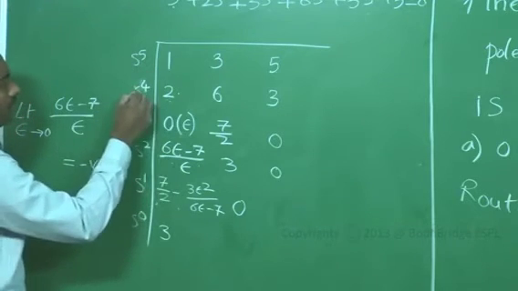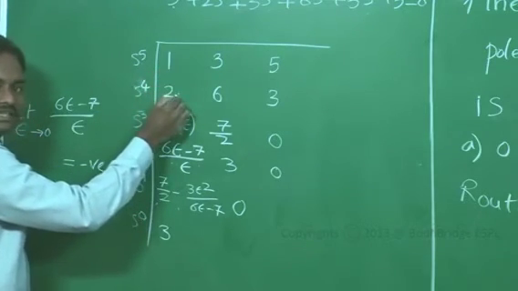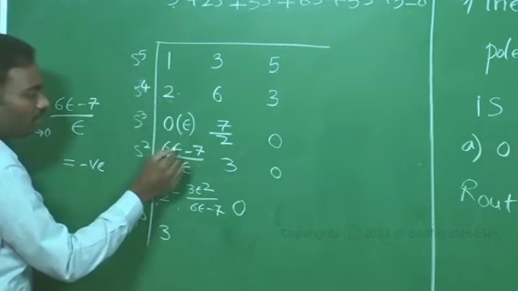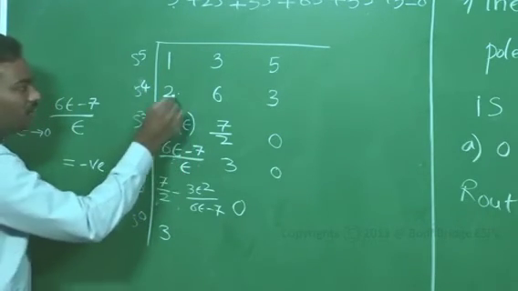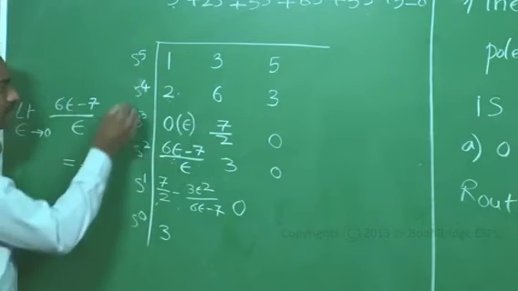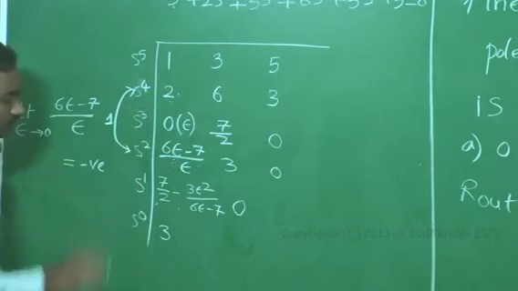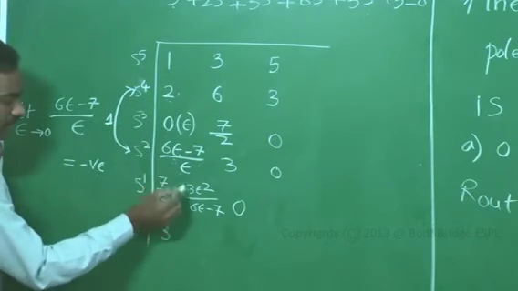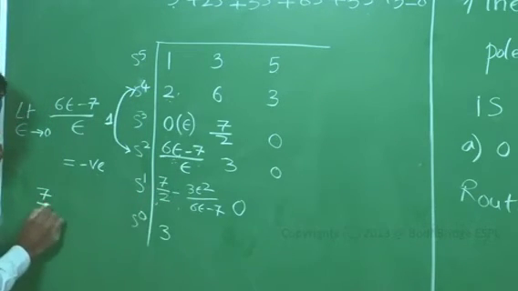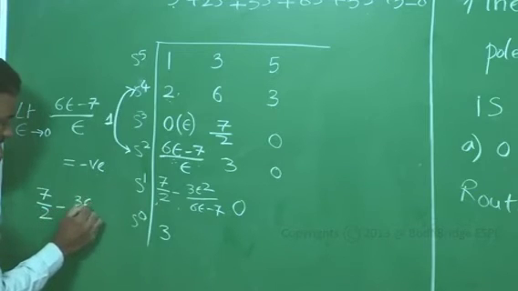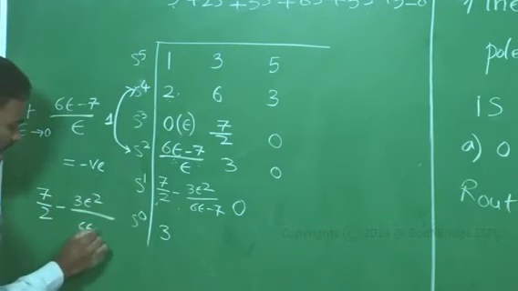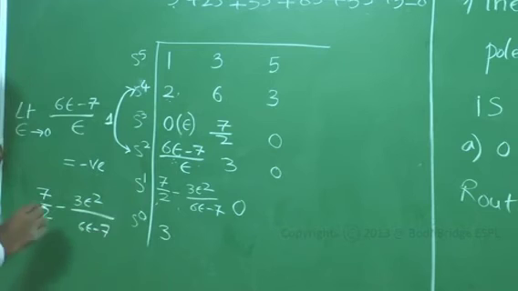So from 1 to 2, there is no sign change. From 2 to this term there is a sign change. 2 is positive and this term we are getting as negative. So there is one sign change, and this is negative. And what about this term? We have 7 by 2 minus 3 epsilon squared divided by 6 epsilon minus 7. As epsilon tends to 0, we can see that this will be 0.